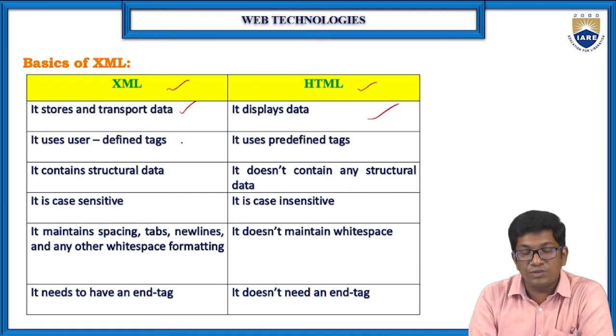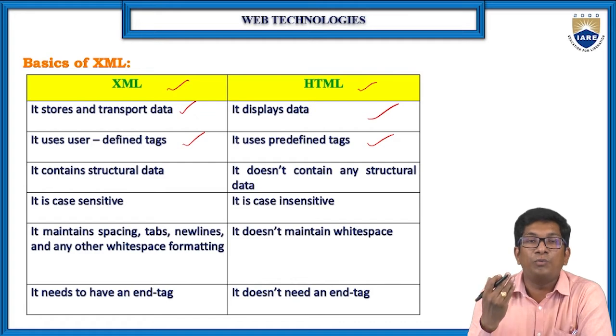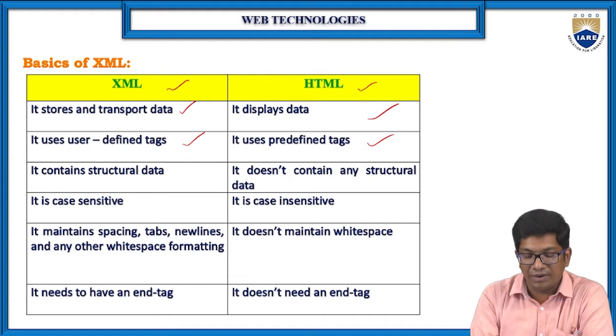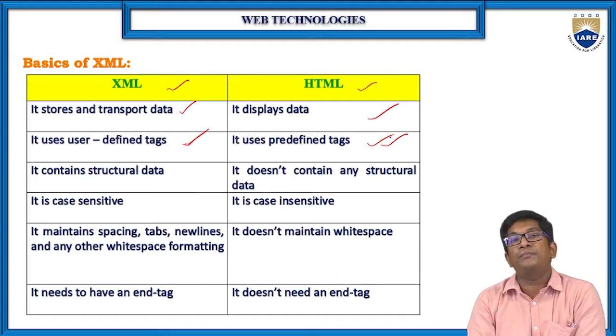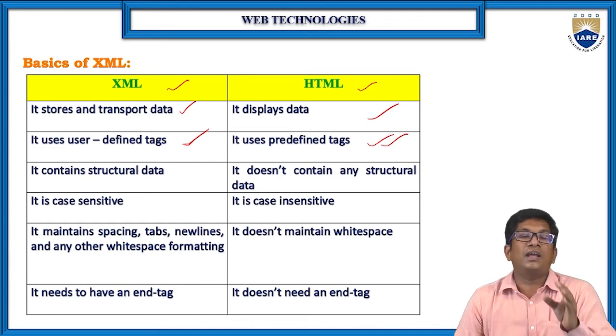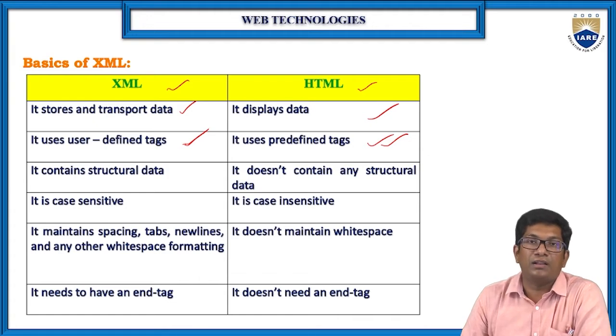In XML, it uses user-defined tags. In HTML, predefined tags. In XML, we can declare our own tags, understandable by human or machine, so we can use user-defined tag names. But in HTML, you have to use predefined tags. For example, body, HTML, head, title, all those are predefined tags. Only those tags can be used. We can't write user-defined tags in HTML.